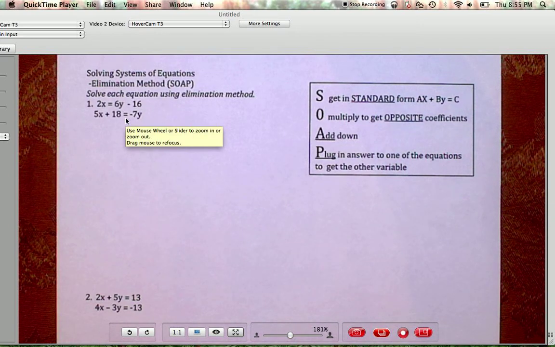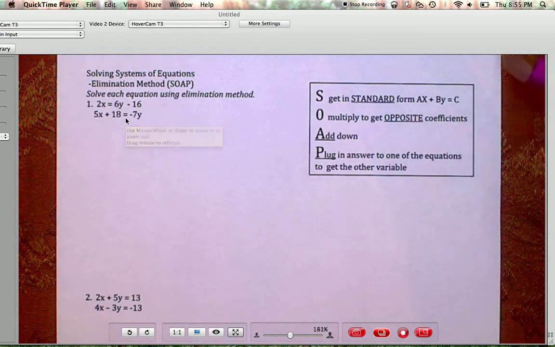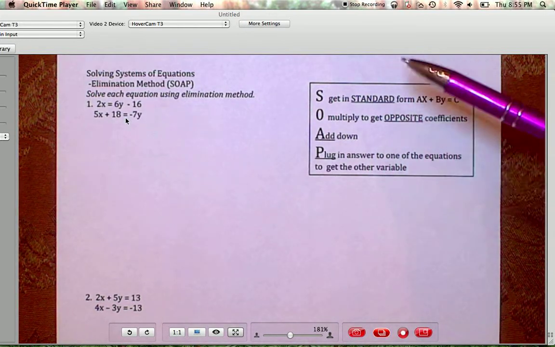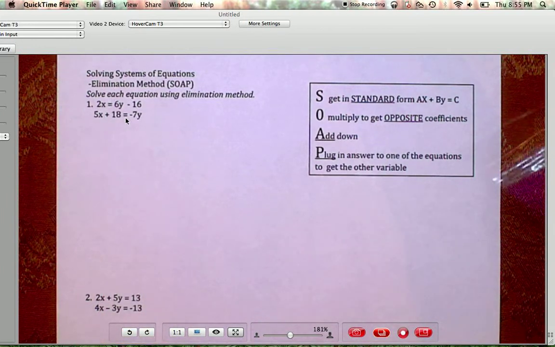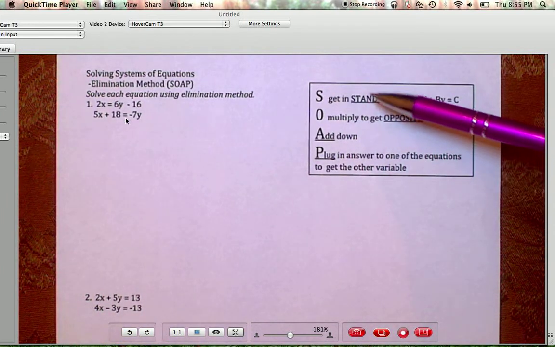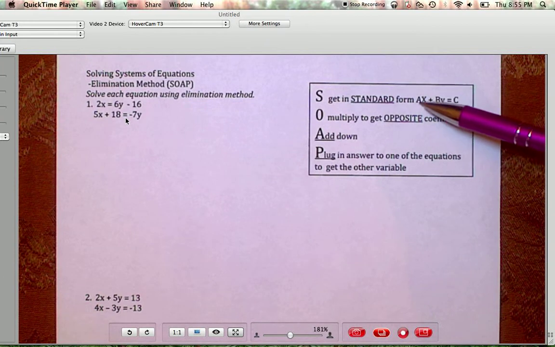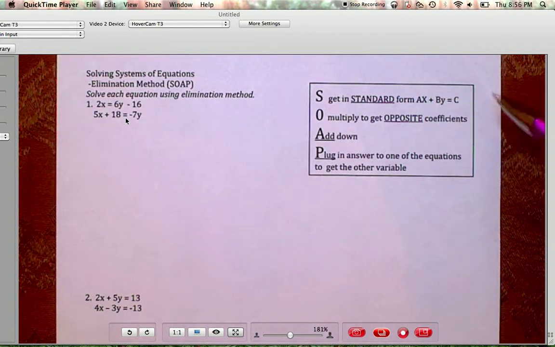This is just a quick mini lesson on solving systems of equations using the elimination method, or using this SOAP method. So SOAP is outlined here. When you're given a system of equations, or two equations that you need to solve, the first thing you need to do, S, is get it in standard form, which is ax plus by equals c.